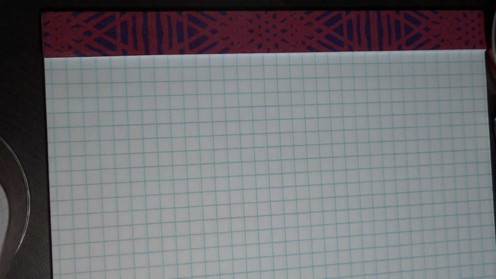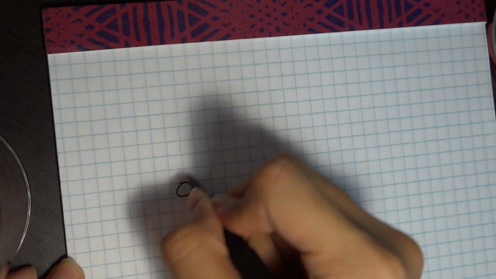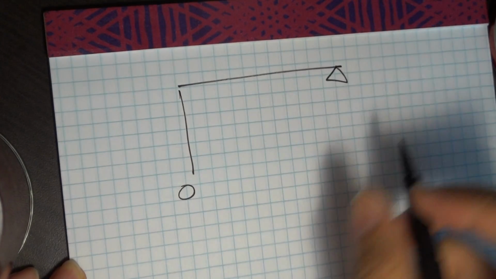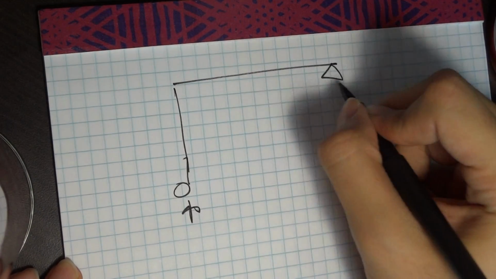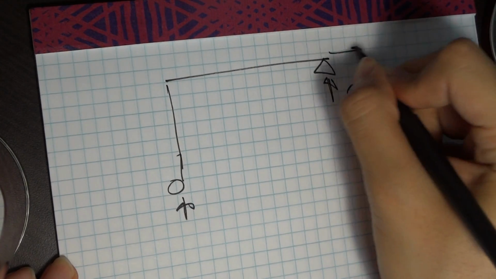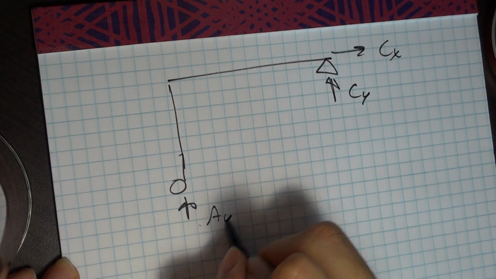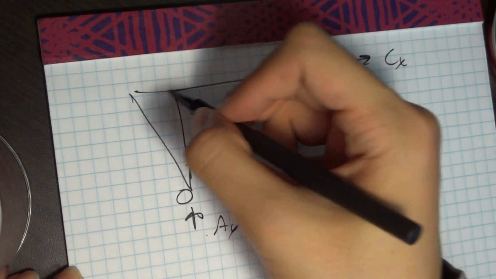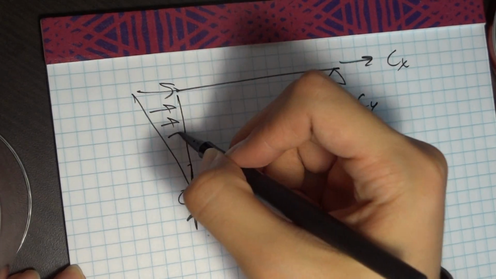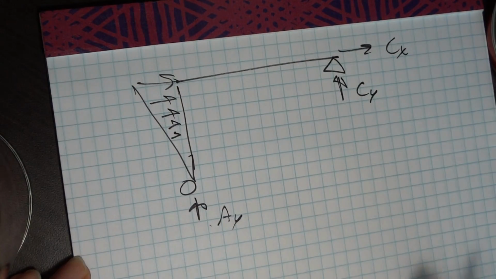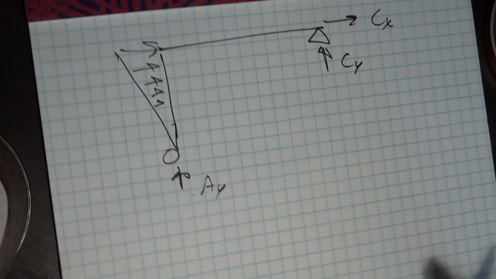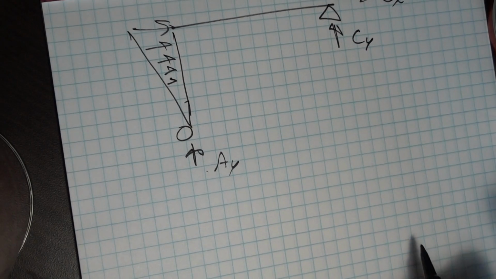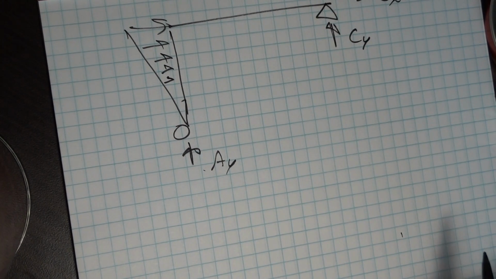So let's get started. You have some frame that looks something like this, and for some reason I keep mixing up which one is the pin and which one is the roller, but I believe I have this correct this time. So in the first case we have just a triangular load. In the last video, the introduction video, I already showed how to work with the triangular load, but I'll show you some tips briefly here.